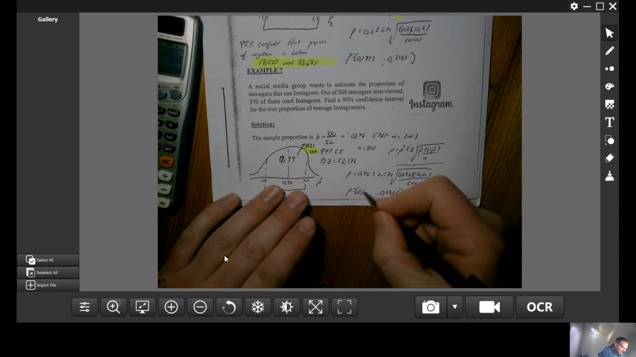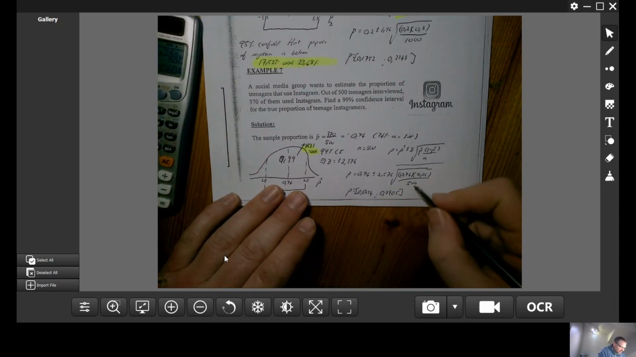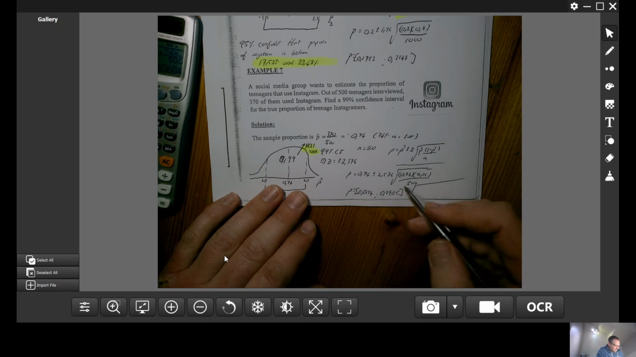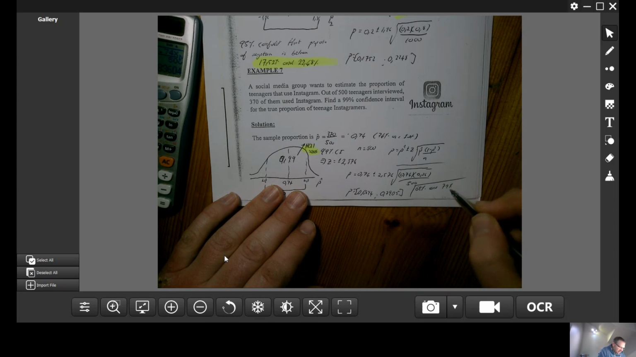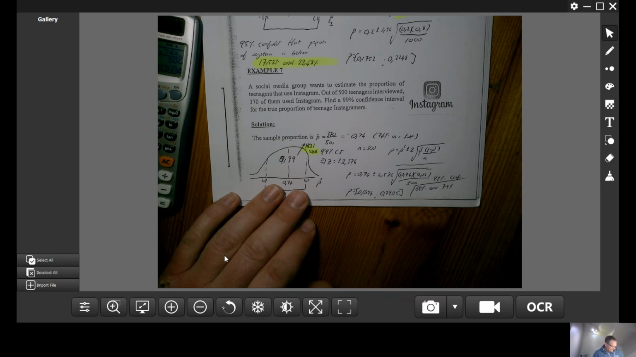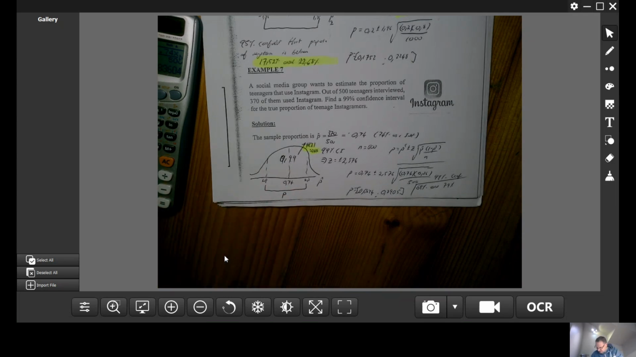0.6894, what does it mean? Okay, if we round it off as a percentage, it means between 69% and 79%. We can be 99% confident that between 69% and 79% of teenagers use Instagram.